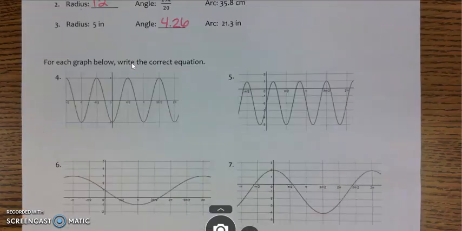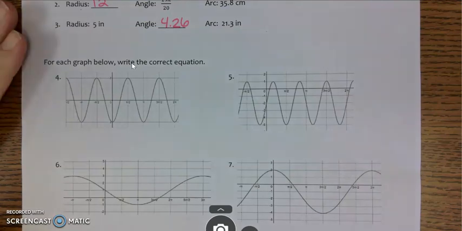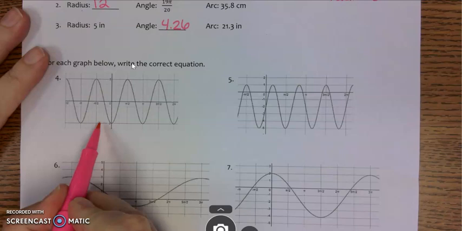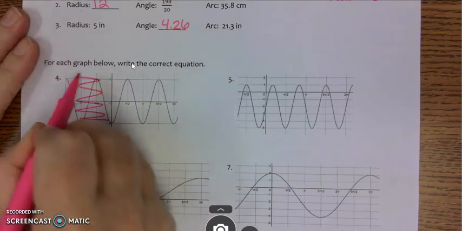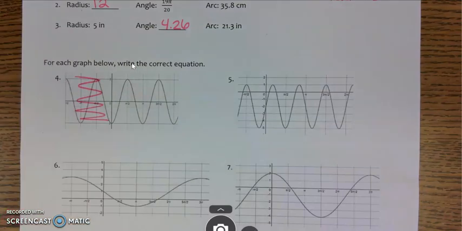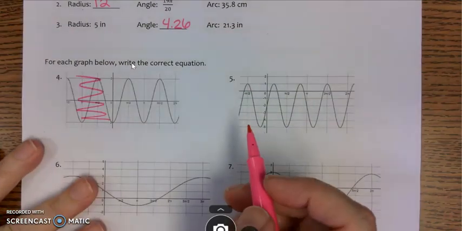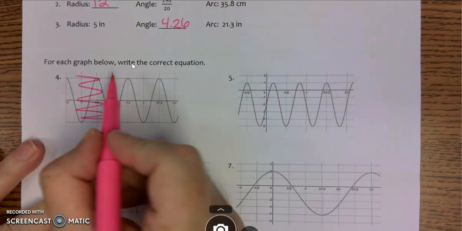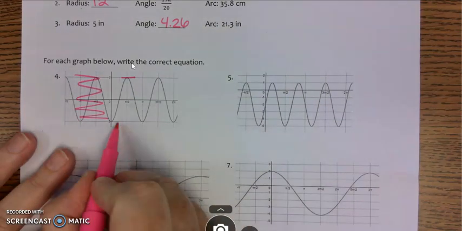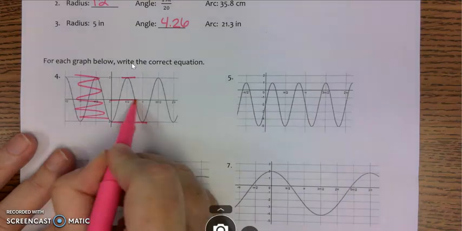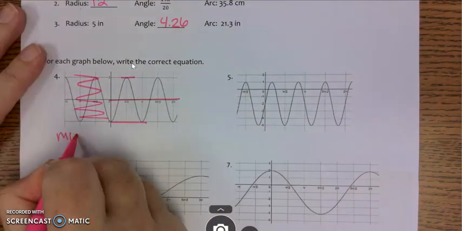Hey guys, so here we are with the graphing portion. So we're going to write an equation. So remember, first off, plane graph is a line graph. So we're going to scribble out everything to the left of the y-axis. So here we have a top line, top of the graph is at 2, the bottom's here at -2. So the midline is at 0.